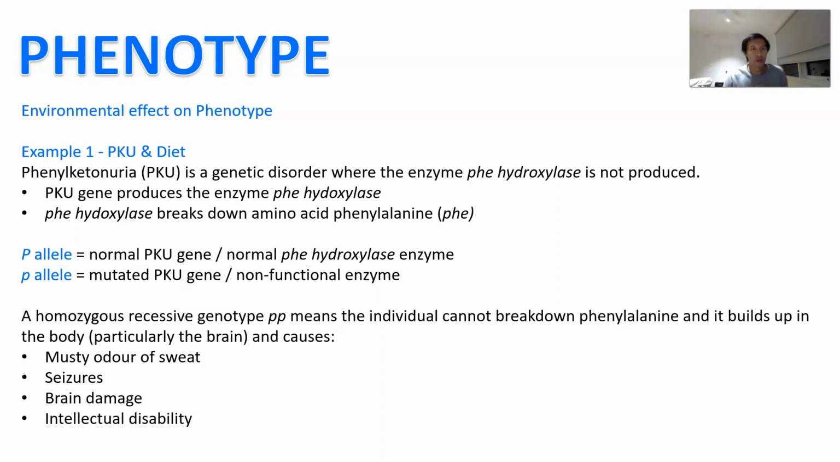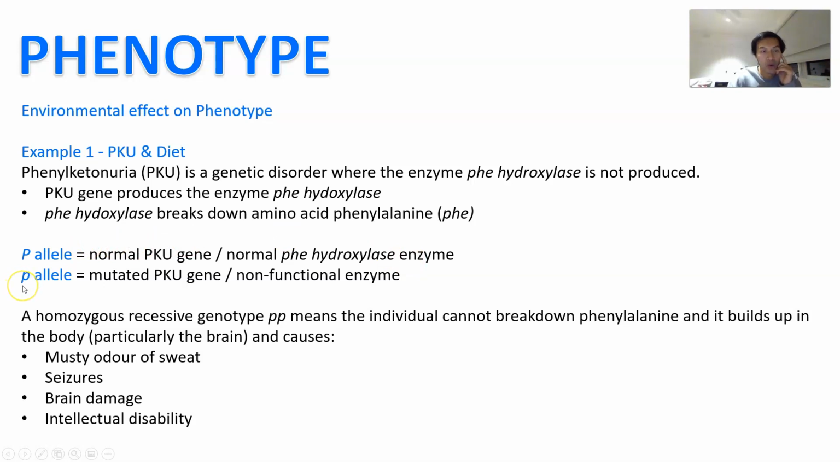Now, other environmental effects on phenotype can include, for example, PKU and diet playing an important role. PKU stands for phenylketonuria. It's a genetic disorder where the enzyme phenylalanine hydroxylase is not being produced by the individual, right? The PKU gene produces the enzyme PHE, phenylalanine hydroxylase, right? Phenylalanine hydroxylase breaks down the amino acid phenylalanine, which is PHE, right? Now, looking at the genotypes, if you have a capital P allele, you are producing normal PKU enzymes and your body works just fine. That's pretty much most of us.